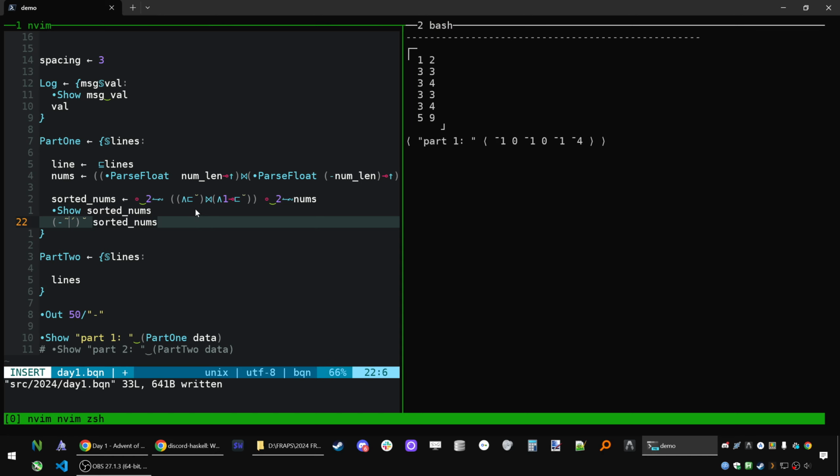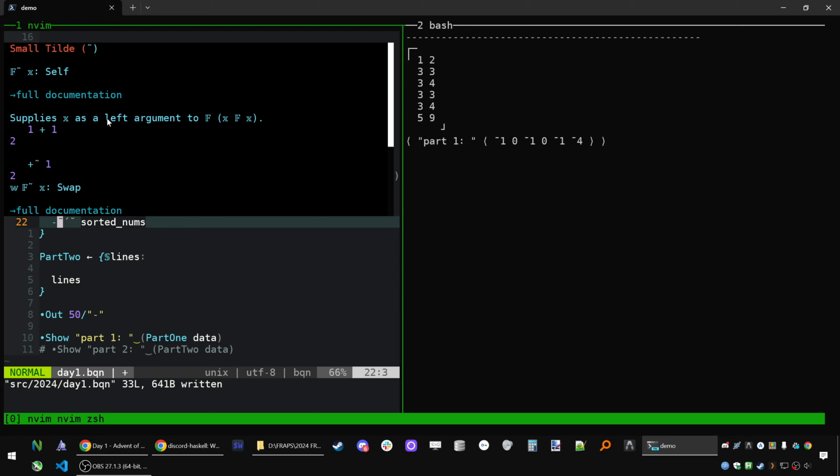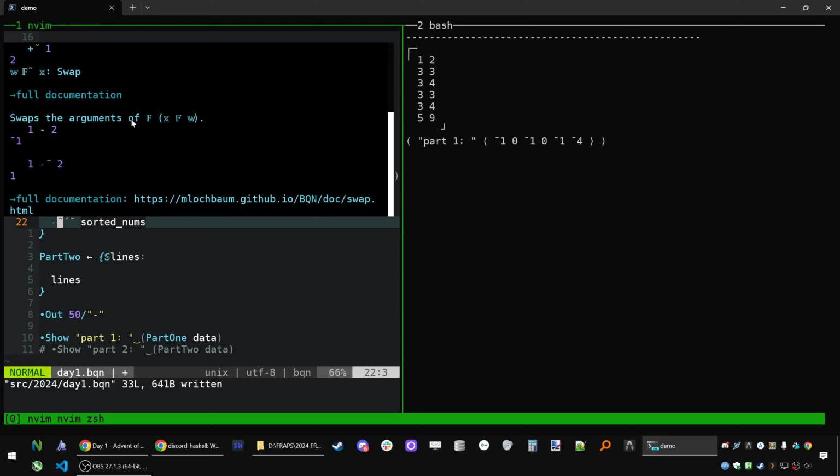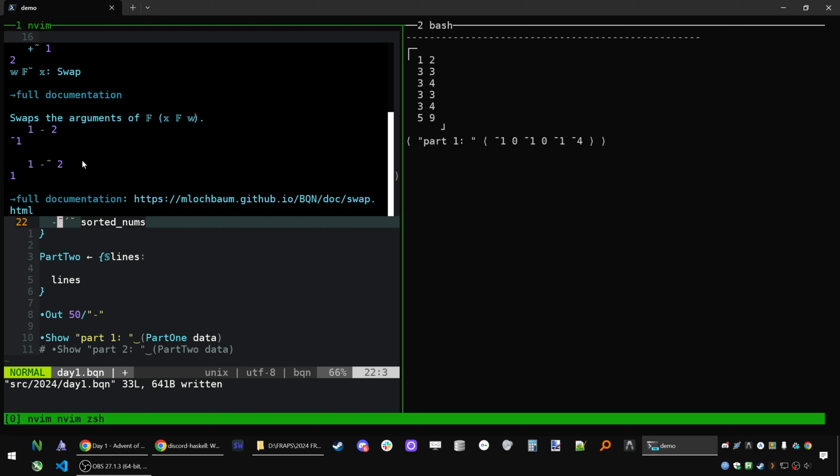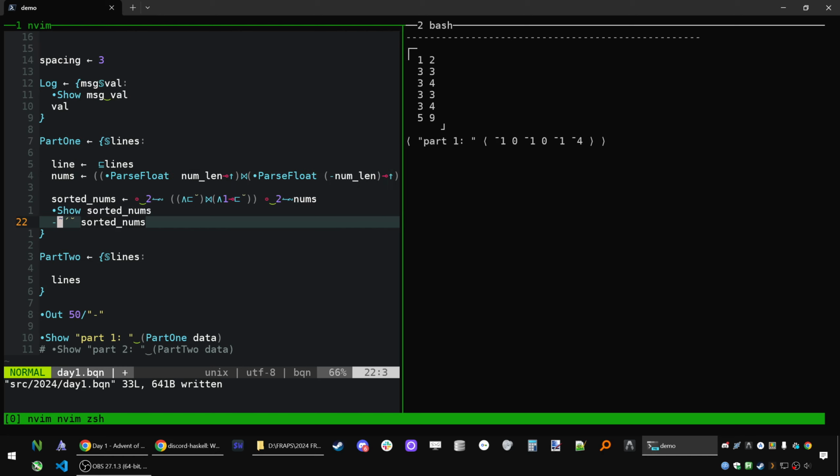So then I used the swap glyph, or whatever, swap modifier, and that swaps the arguments of f and w. So now instead of x being on the right, it's on the left. Again, it uses minus, which does make sense, but I'm sure there's a better way of using that. So anyway, that's our numbers here.